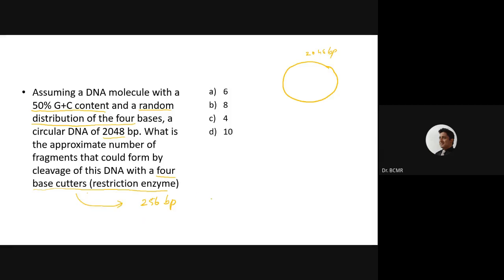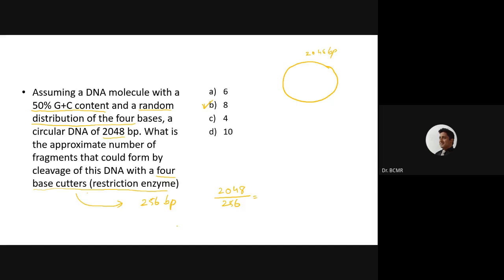The length is given as 2048, and divided by 256, it will be the number of fragments it should be cut into. Right? Can anybody say what the answer is now? It is somewhere around... I think somebody got it right. So B must be the answer.